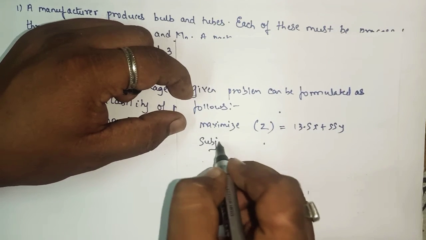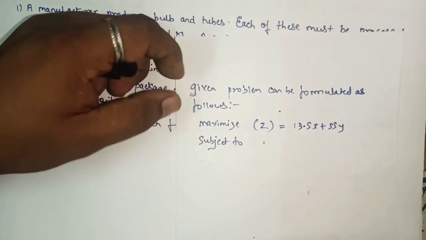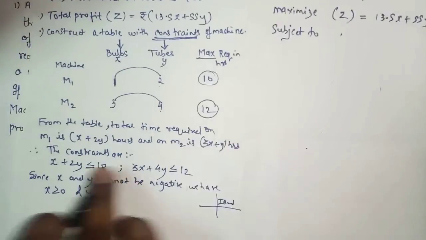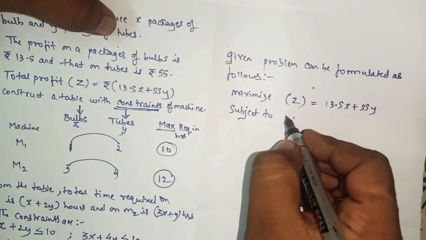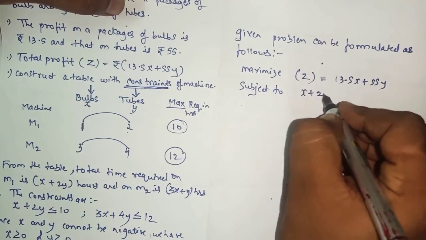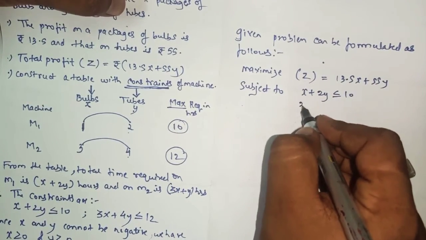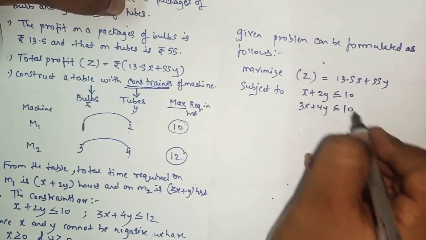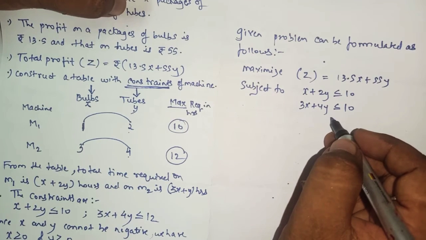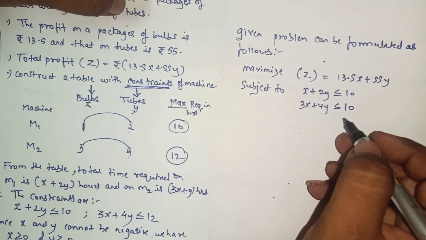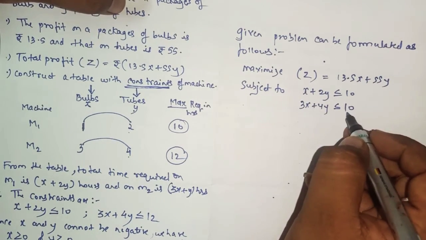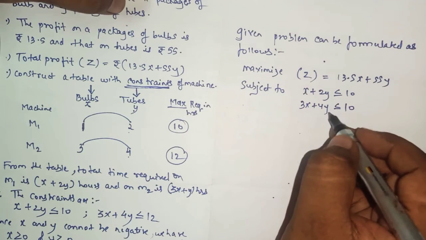After this you will write subject to, as it is a rule to write that. Okay, so the first inequation is x plus 2y less than or equal to 10. The second one is 3x plus 4y less than or equal to 10. And these are the two linear inequations which we got from the statement sum. After reading the statement sum, according to the conditions, the first condition is this and the second condition is this. So here we have these two linear inequations.